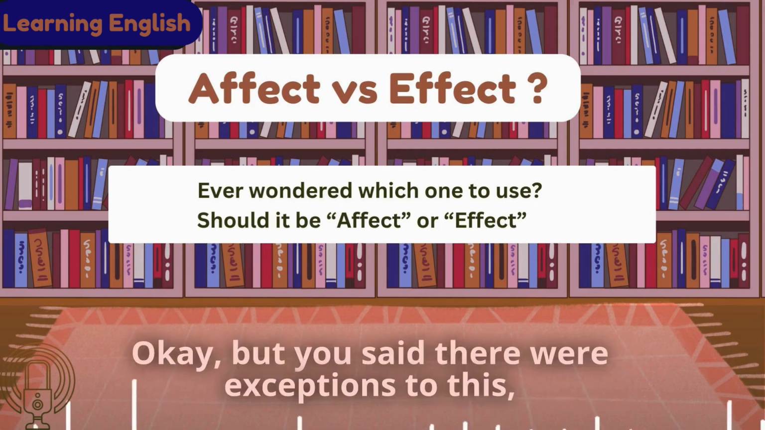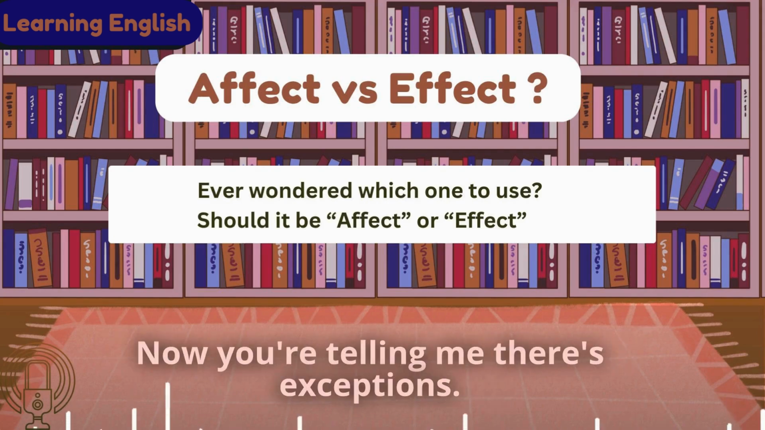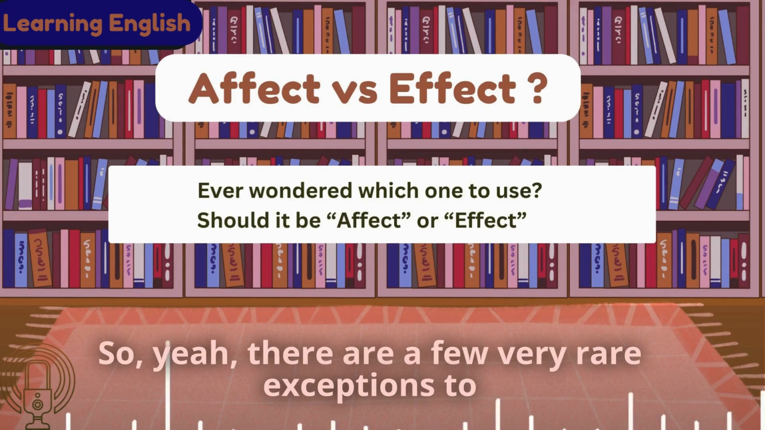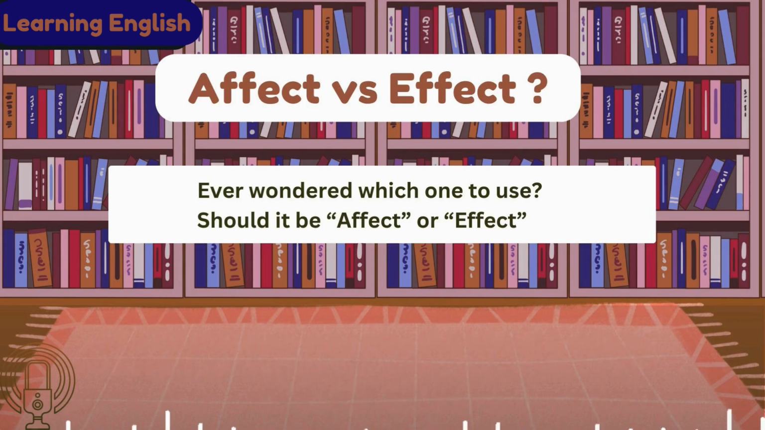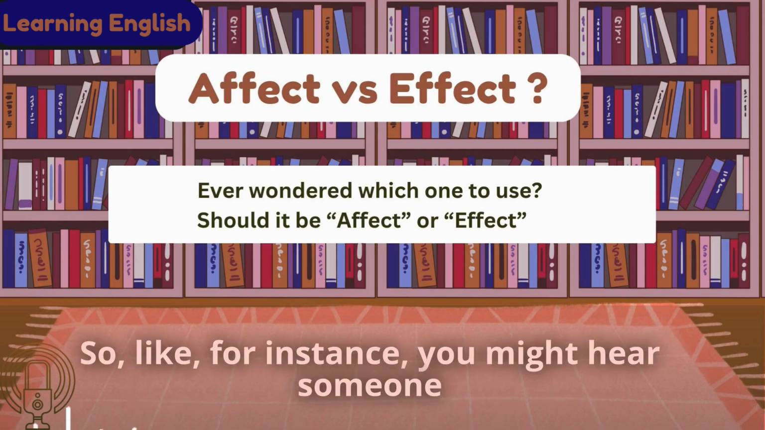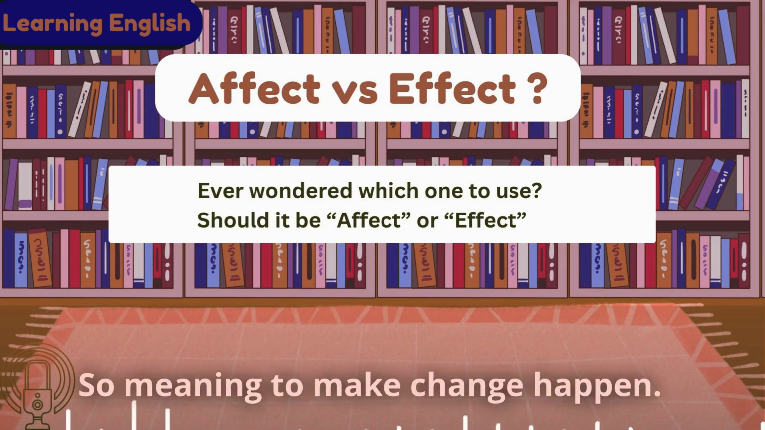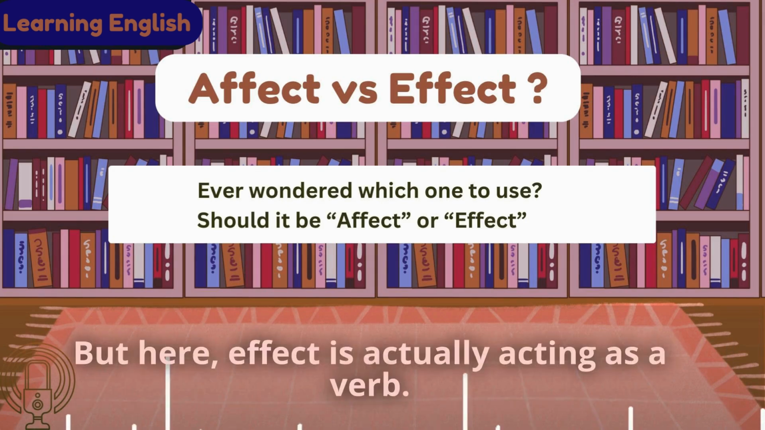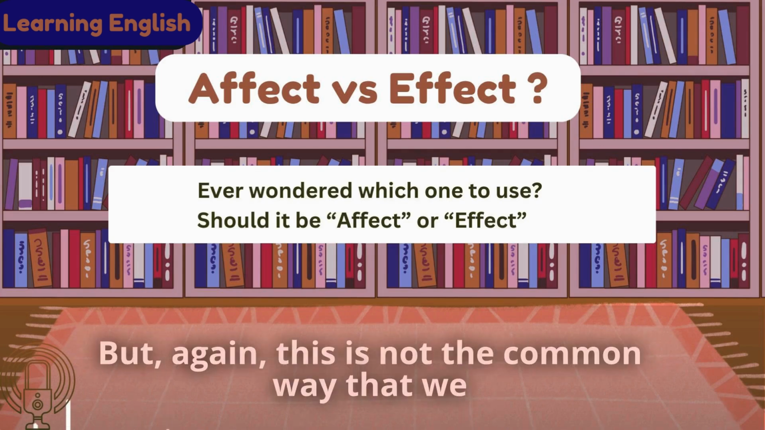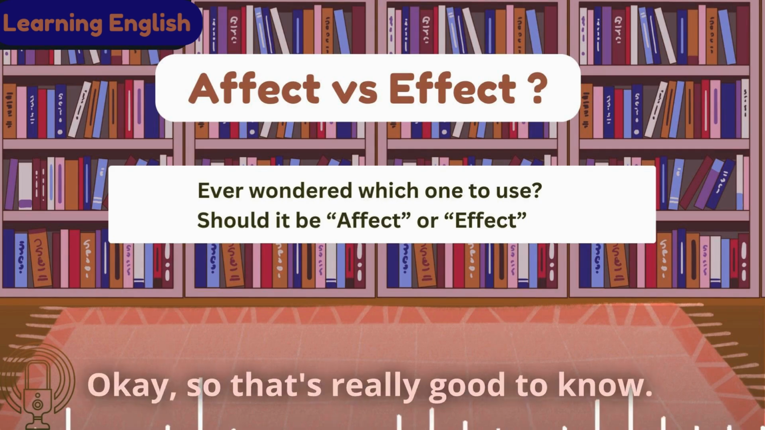Okay, but you said there were exceptions to this, right? Oh, right. Like we were just getting this all figured out. Now you're telling me there's exceptions. So yeah, there are a few very rare exceptions to this rule. But don't worry, like I said, they're really rare. For instance, you might hear someone say to effect change, meaning to make change happen. But here effect is actually acting as a verb. But again, this is not the common way that we would usually use that word. Okay, so that's really good to know.